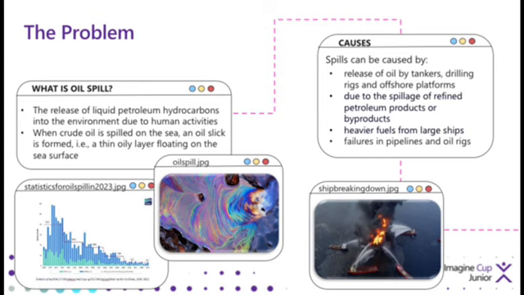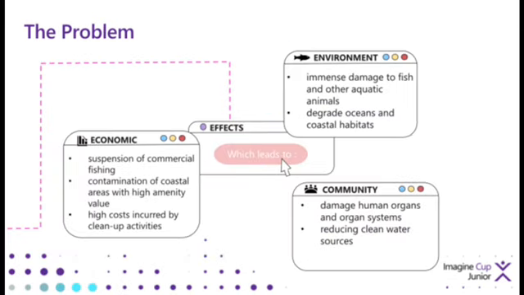Spills can also be caused by a multitude of reasons such as release of oil by tankers, drilling rigs and offshore platforms. It can also be due to the spillage of refined petroleum products or byproducts. It can also be due to heavier fuels from large ships or failures in pipelines and oil rigs. This could lead to various negative effects from different aspects.